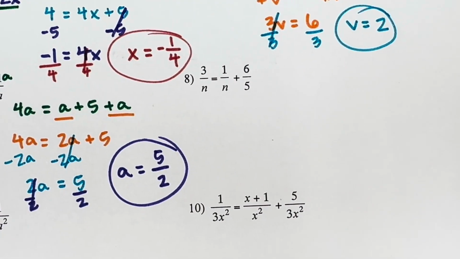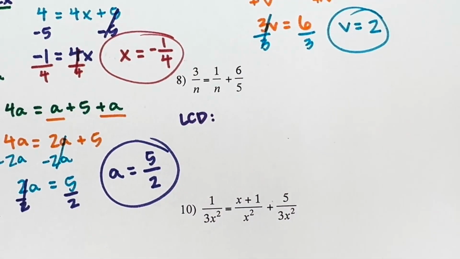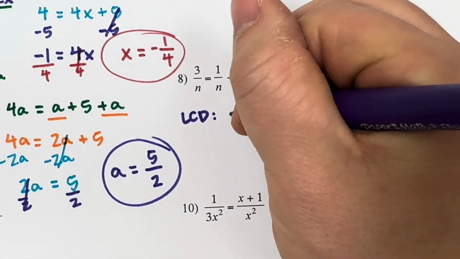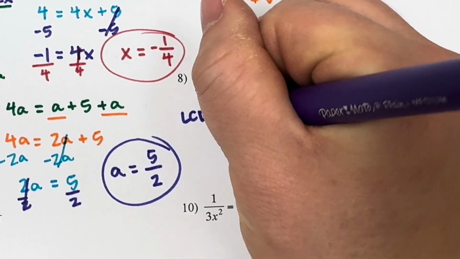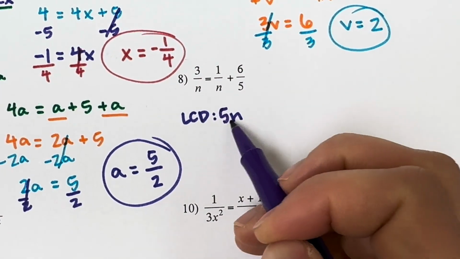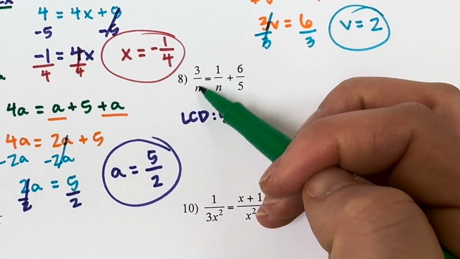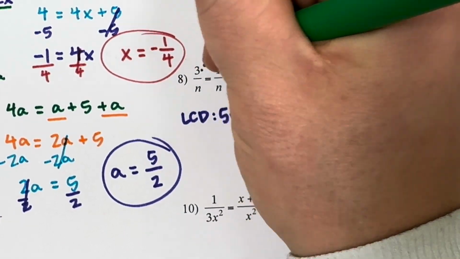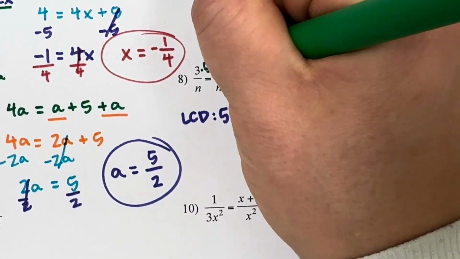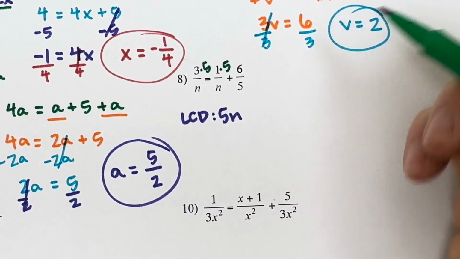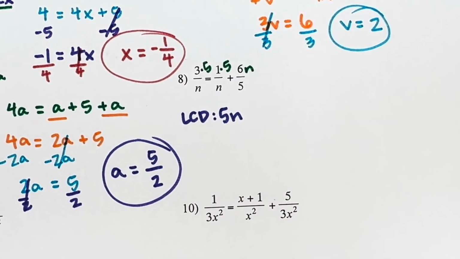Okay, let's keep practicing. Number 8, I need an LCD, which means I need all my denominators to be the same. My first one has an n, the second has the same thing, so I don't need to put it again. The third one has a 5, so that means I need all of my denominators to have a 5 and an n. My first fraction has the n. It needs the 5, so multiply the 5 to that first fraction. Same thing, the second fraction has the n, it needs the 5, so multiply the 5 to my second fraction. The third fraction has the 5, it needs the n, so multiply the n to my third fraction.